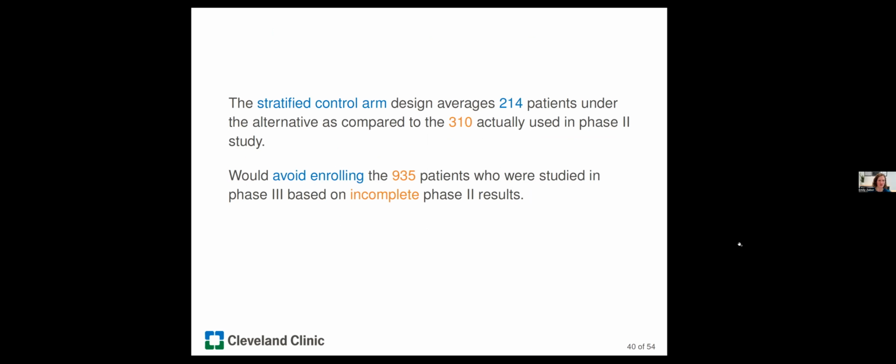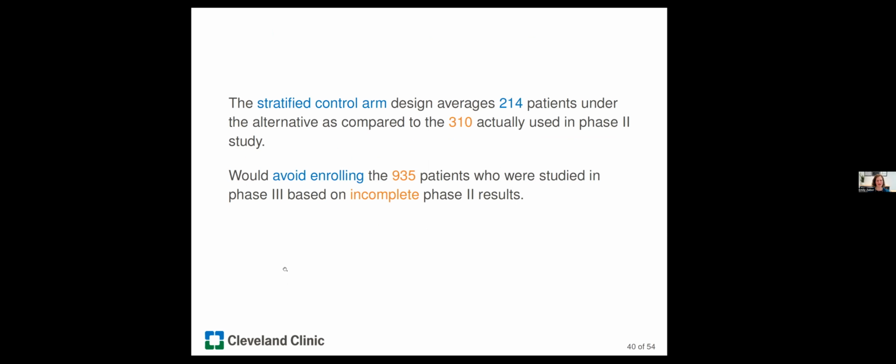So my conclusion from this is that the stratified control arm design would have been the best choice in this setting of the Atezolizumab trial. It averages 214 patients, a sample size of 214 patients under the alternative, as compared to the 310 that were actually used in the phase 2 trial. And the average sample size is even smaller under the null.